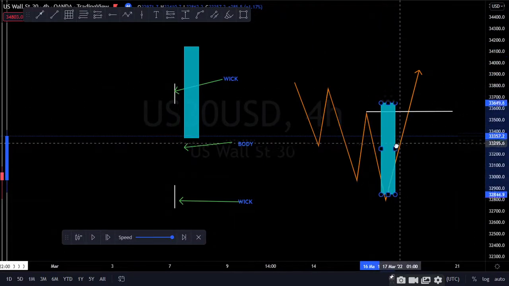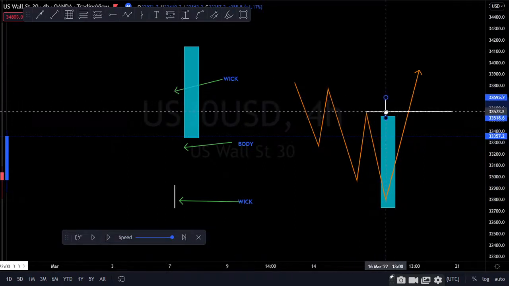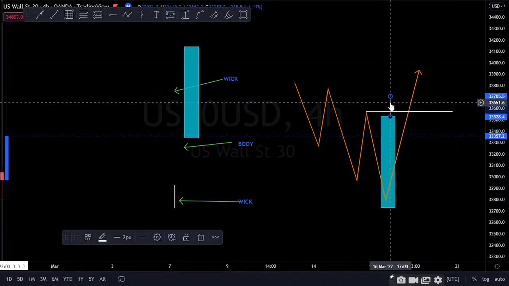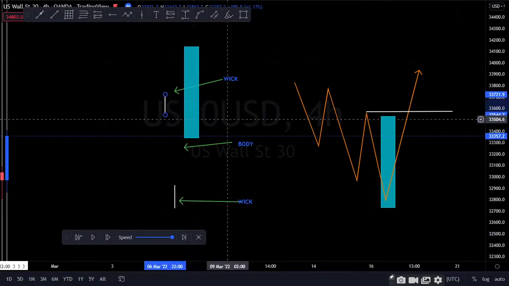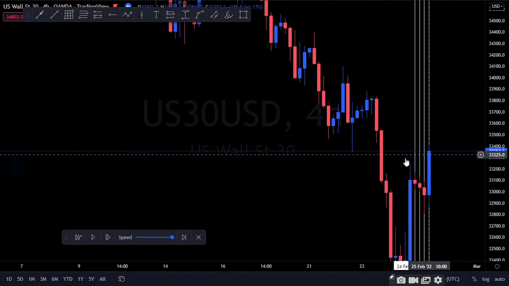Nice. But let's say it's only the wick that closes above it like this. No, this is not a BMS. We need the body to close above it. You get it? Nice one. I hope you guys understand. So let's go to the chart and see it practically.